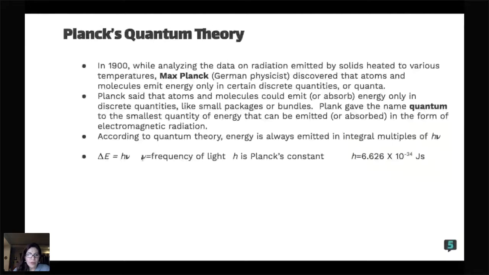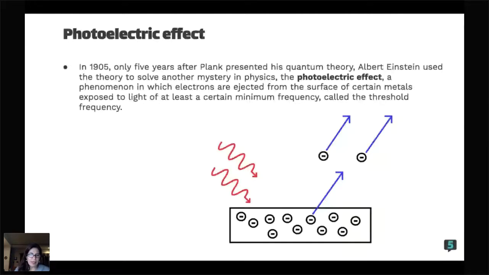Okay, also we have the photoelectric effect. Five years after Planck presented his quantum theory, Albert Einstein used this theory to solve another mystery for physics, the photoelectric effect. Scientists were noticing that electrons are ejected from the surface of certain metals that are exposed to light of at least a certain minimum frequency, called the threshold frequency.